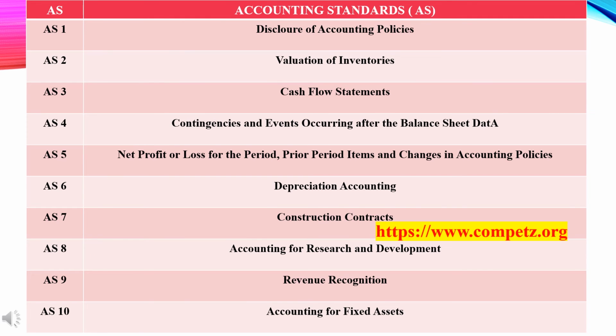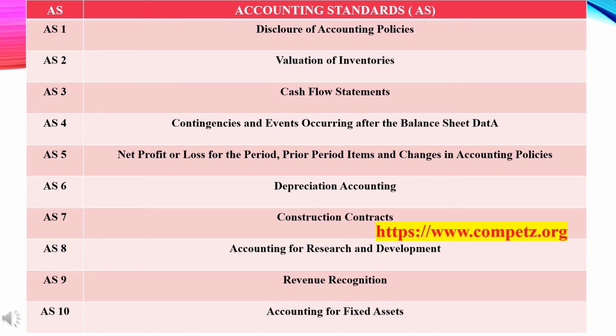So now children, see here in the slide, accounting standards have been given. This is very important. You need to understand, learn, and remember which standard is for what. Suppose AS2 is there, you should remember it's for stock, that is the valuation of inventories. AS6 is for depreciation accounting. Like that, there are 32 accounting standards. We will read one by one.